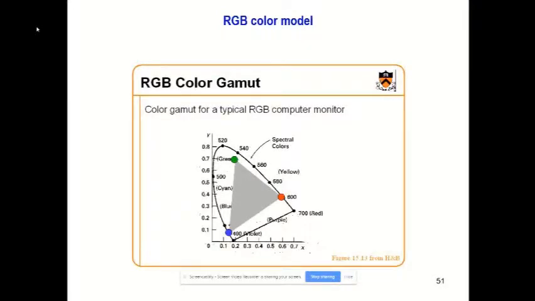This is an example of color gamut for a typical RGB computer monitor. In this chromatic diagram, you see the range of all possible colors that this monitor can reproduce, again in terms of red, green, and blue.